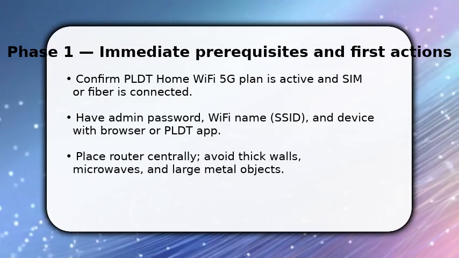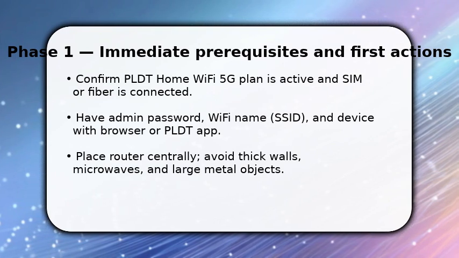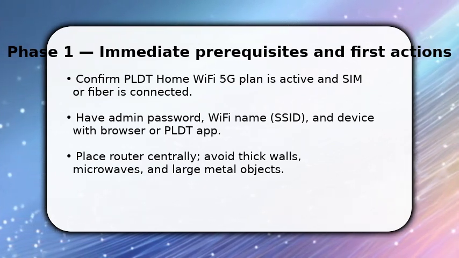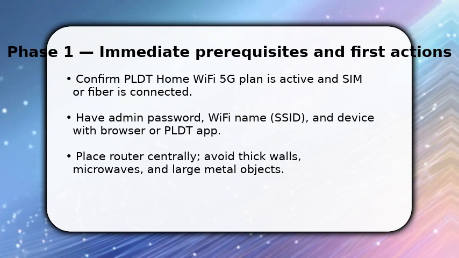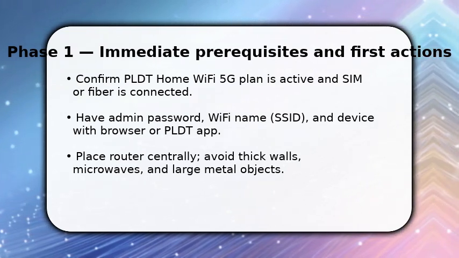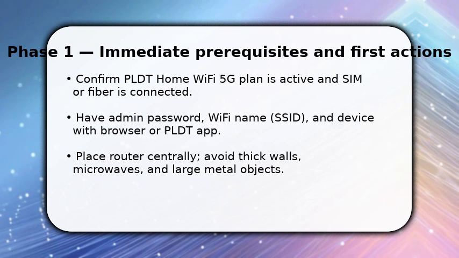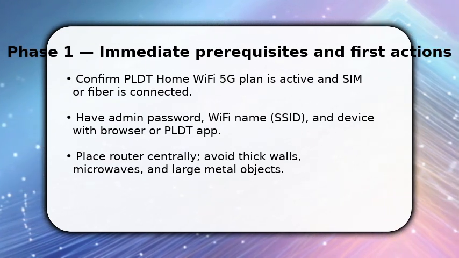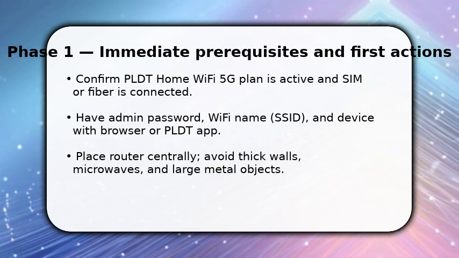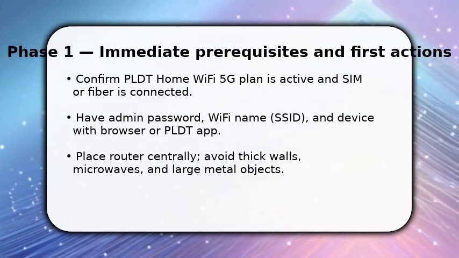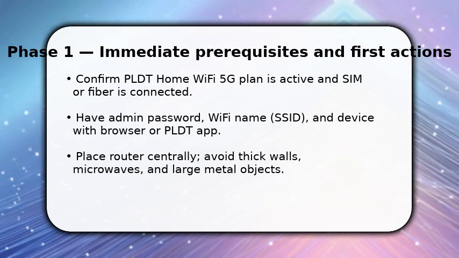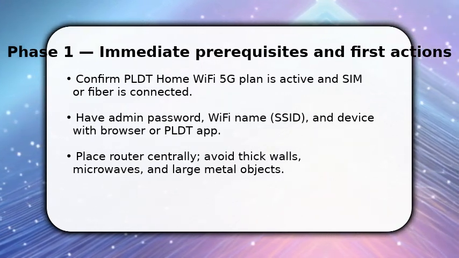You start by getting immediate access to the router interface and the physical setup. Power the unit, connect a laptop via Ethernet or the default 4G/5G SSID and open 192.168.1.1 or the PLDT app. Enter admin credentials printed on the sticker. Change the admin password now for security.